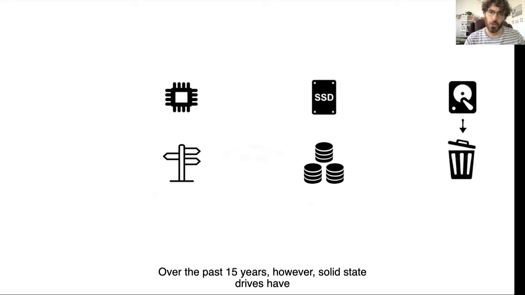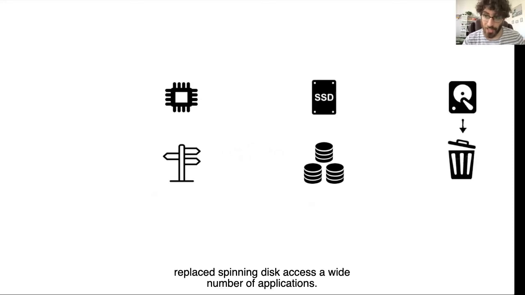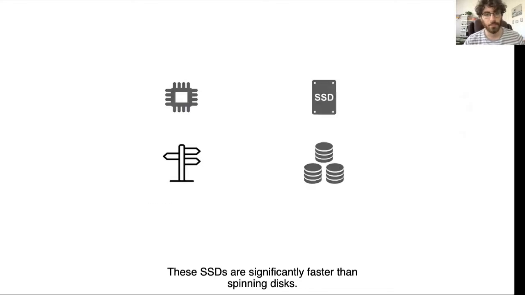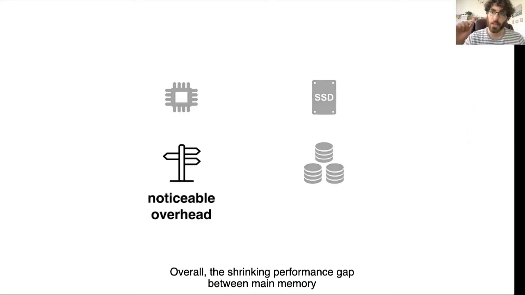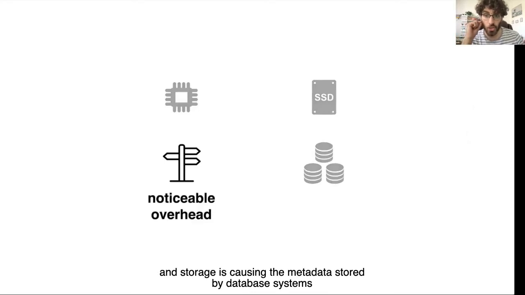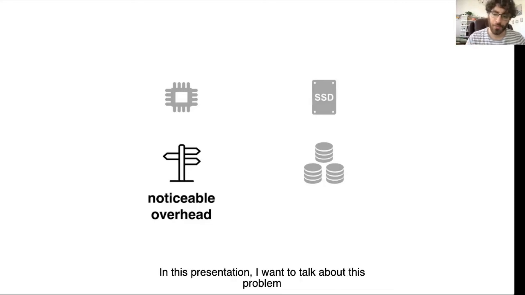Over the past 15 years, however, solid-state drives have replaced spinning disks across a wide number of applications. These SSDs are significantly faster than spinning disks. Overall, this shrinking performance gap between main memory and storage is causing the metadata stored by database systems in memory to now emerge as a noticeable performance overhead.